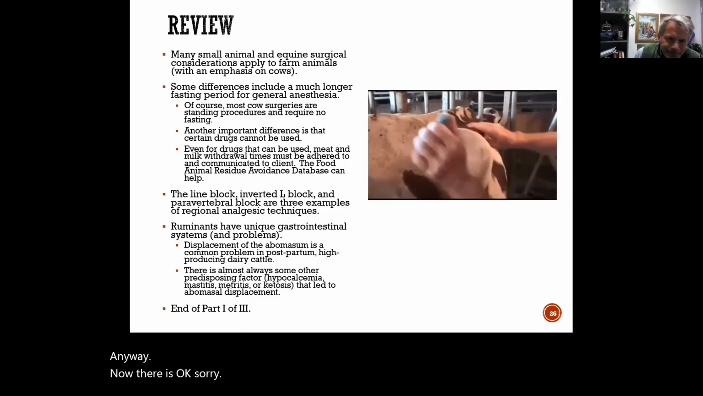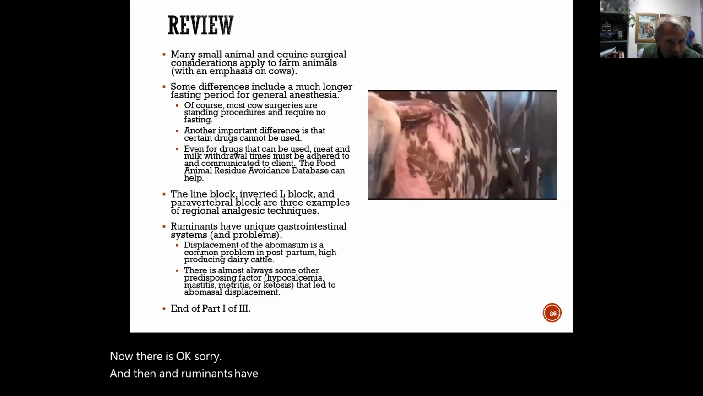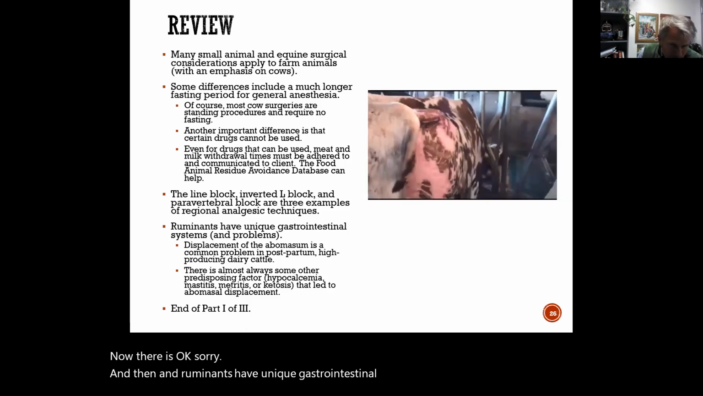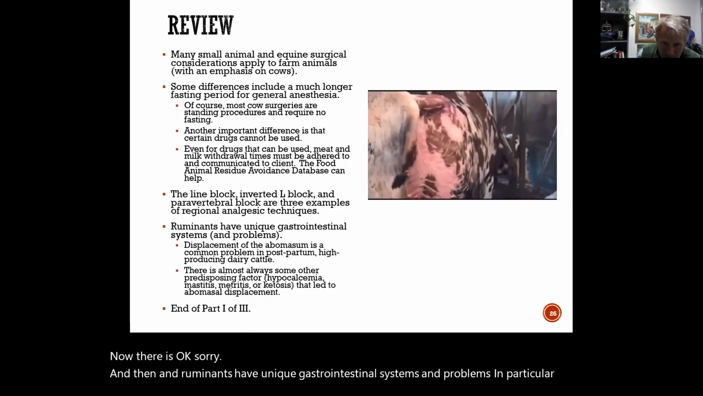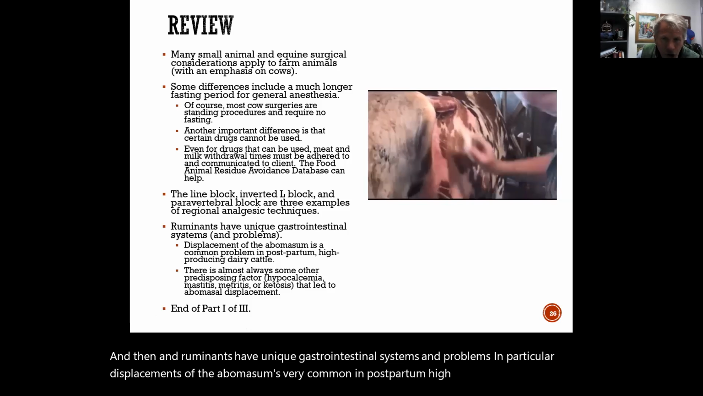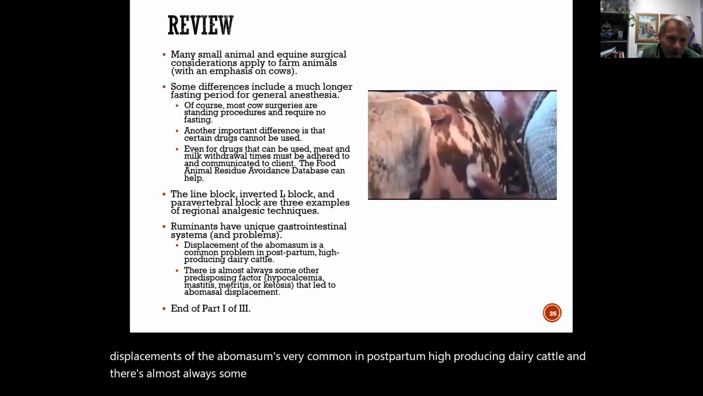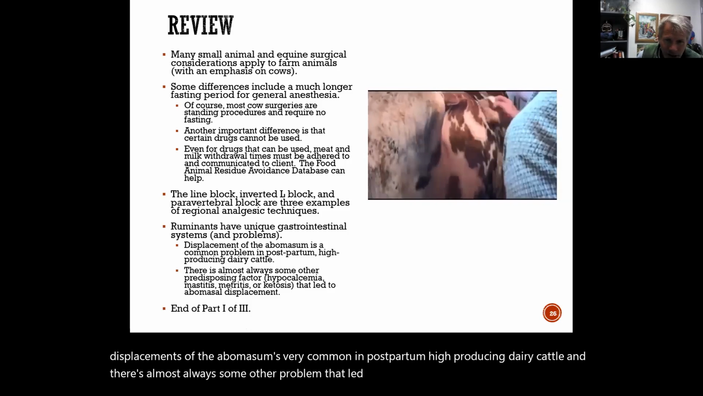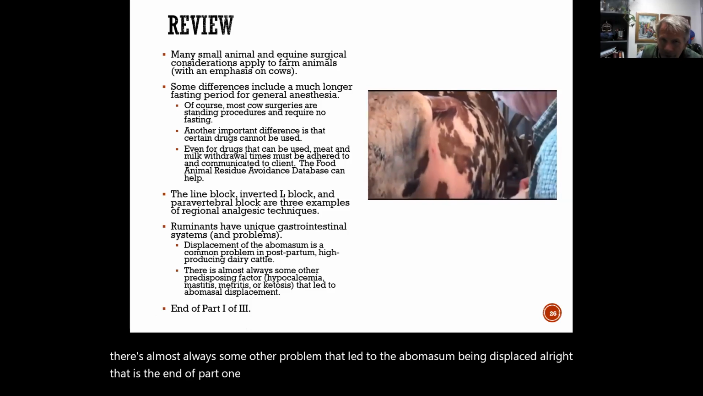And ruminants have unique gastrointestinal systems and problems. In particular, displacement of the abomasum is very common in postpartum high-producing dairy cattle. And there's almost always some other problem that led to the abomasum being displaced. All right, that is the end of part 1. I'll see you in part 2.